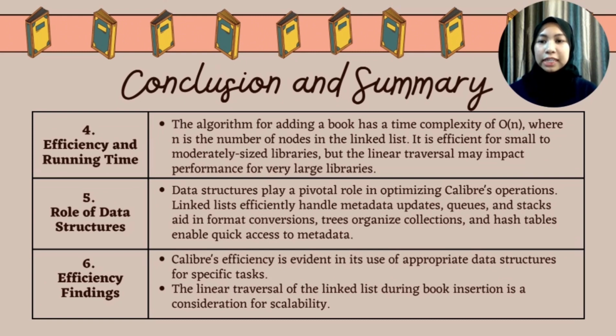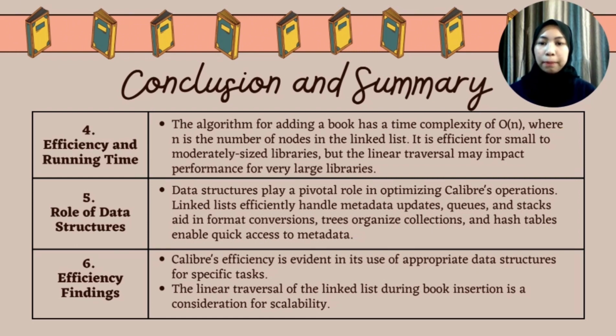Number 4 is efficiency and running time. The algorithm for adding a book has a time complexity of O(n), where n is the number of nodes in the linked list. It is efficient for small to moderately sized libraries, but the linear traversal may impact performance for very large libraries. The next one, role of data structures.